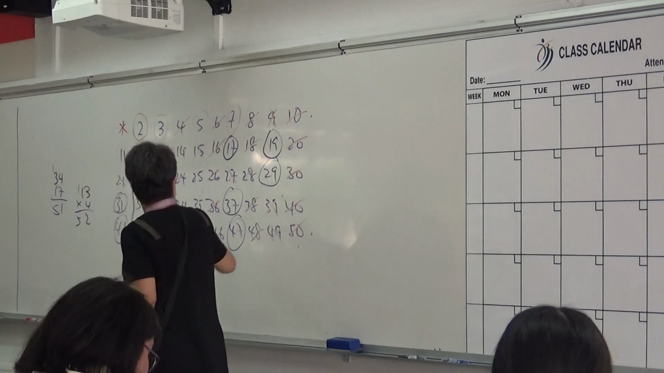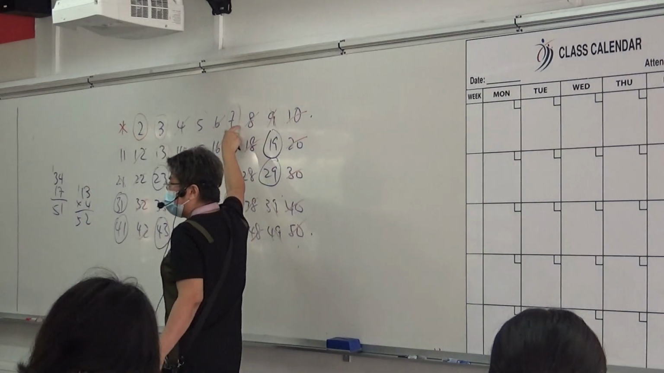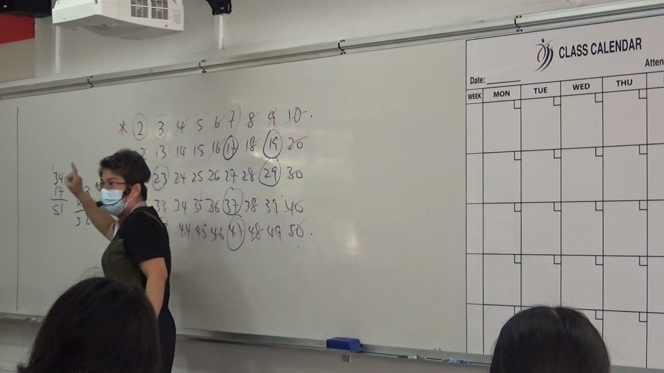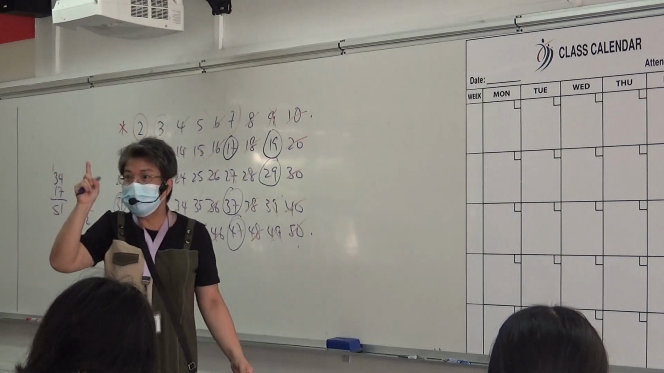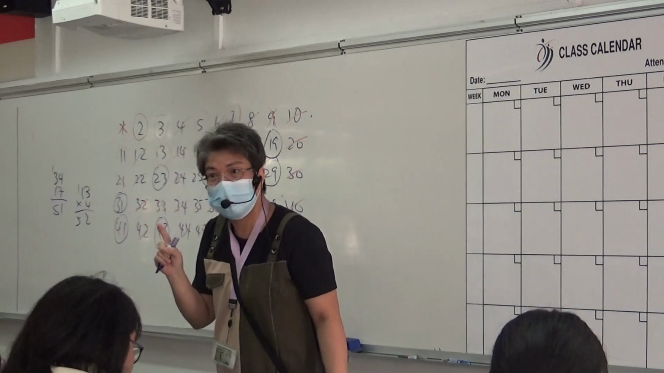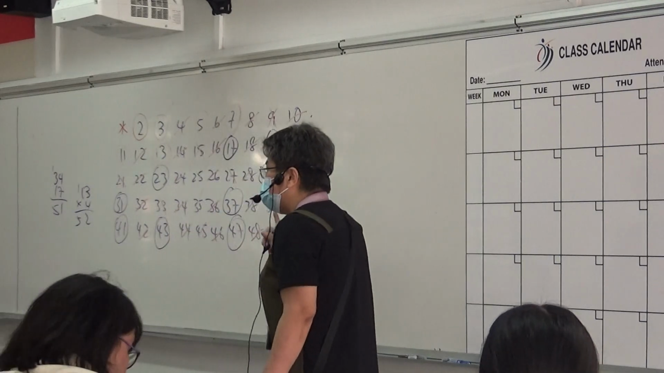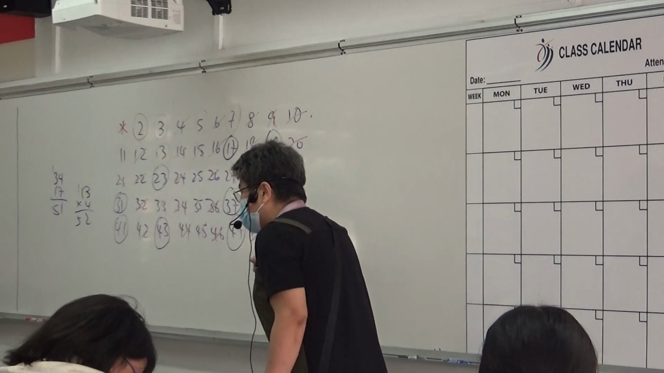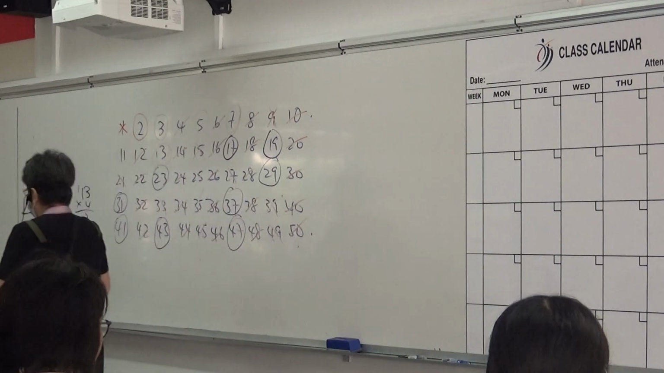2. And mind you, after 7, what's the next prime? 11. It is not 9. It doesn't mean that odd numbers will be prime. Do you understand what I'm talking about here? Okay so far? Yes. Okay, good.